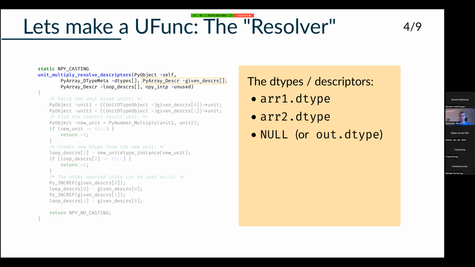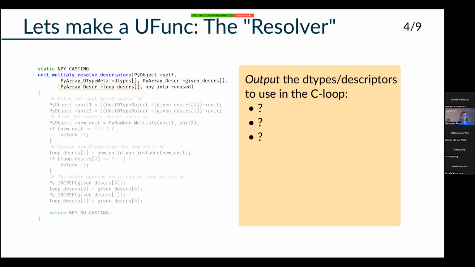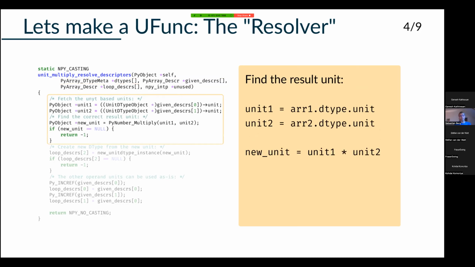So NumPy passes in the array 1 dtype, array 2 dtype, and the output dtype, which when not given is null. And since in C we can't pass out a tuple, we have to pass in an array that is to be filled. So the loop descriptors here is the result that we need to be filling in. The code doesn't actually do much.